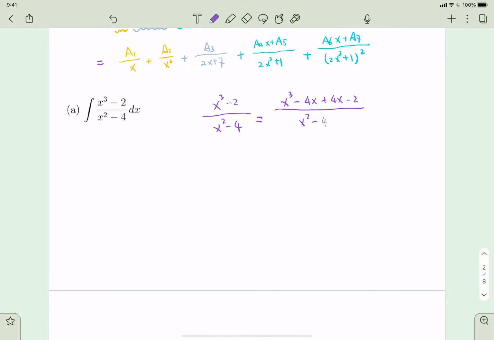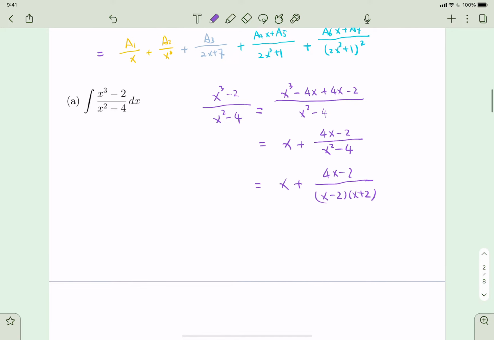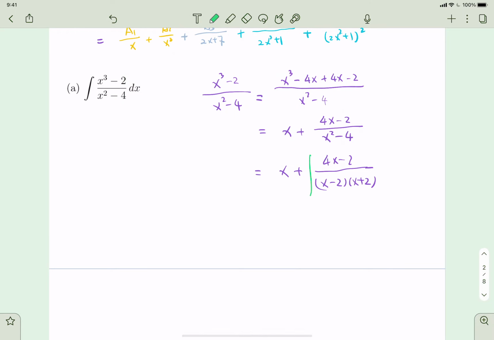And then split the fraction. So we have x plus (4x minus 2) over (x squared minus 4). Okay, like that. And then this is better now, and we see that the power on the top has been decreased. However, the factor in our denominator is not irreducible, so we need to do something further to reduce it: x minus 2 times x plus 2. So now this is the thing that we need to work on.